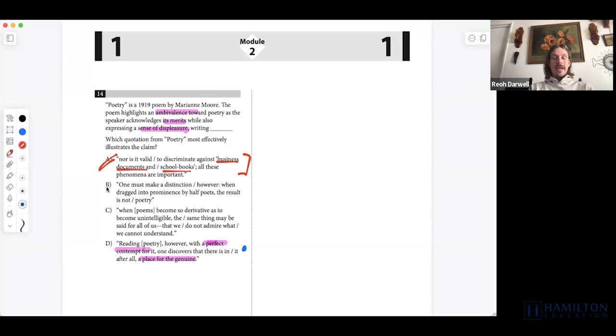Additionally, B, though it mentions poetry, does it mention any of the merits of poetry? No, it just focuses on the displeasure of reading bad work by half poets. And finally, C is just negative, right? It says they're so derivative, we don't understand them, and we don't like what we cannot understand because they are so derivative, meaning such a copy. That is just a displeasure of reading poetry. There is no merit shown there. As such, the only one which shows ambivalence, meaning though there is a bit of displeasure, there's also a bit of merit, is D.